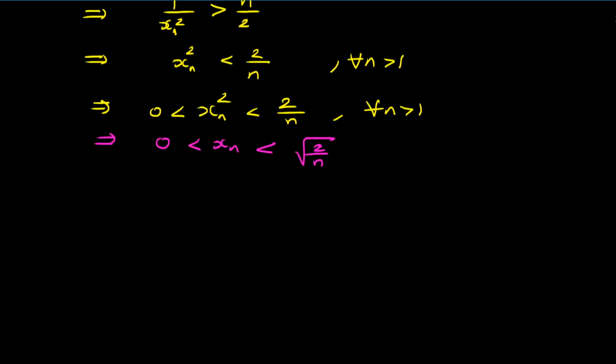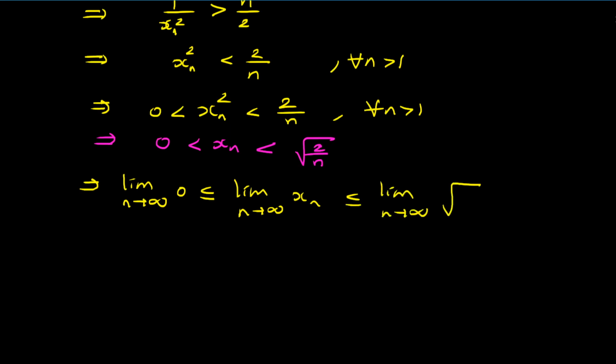Applying limit in this inequality, we will get limit n tends to infinity 0 less than or equal to limit n tends to infinity xn less than or equal to limit n tends to infinity square root of 2 upon n. And you know that this limit is 0 and this limit is also 0. So this is 0 and this is also 0. So what can we do? Sandwich theorem.